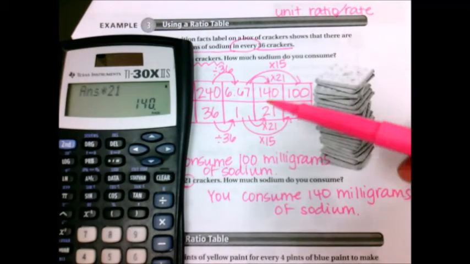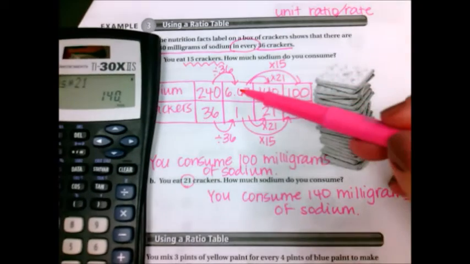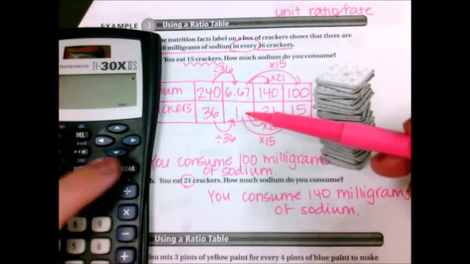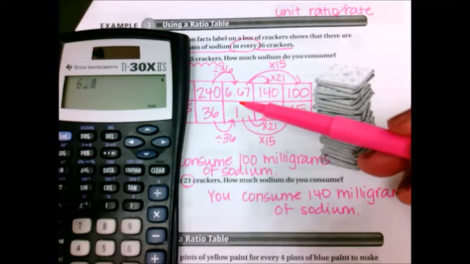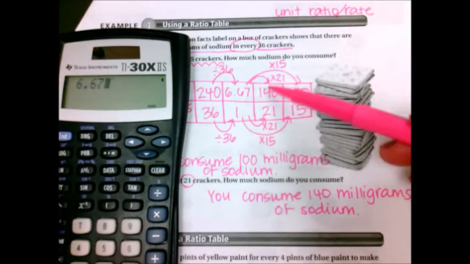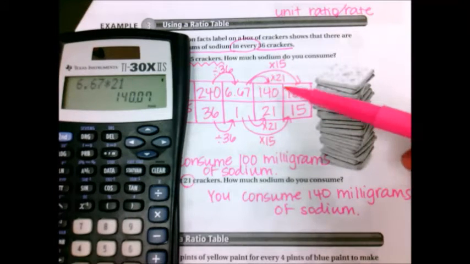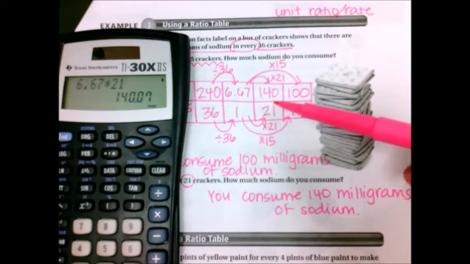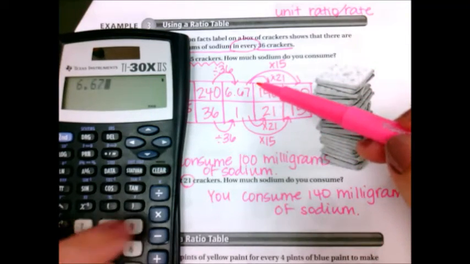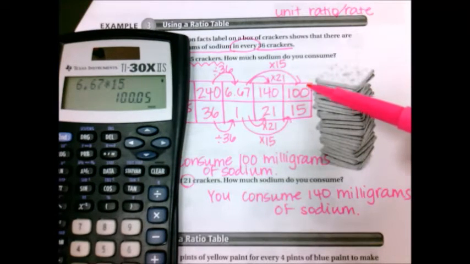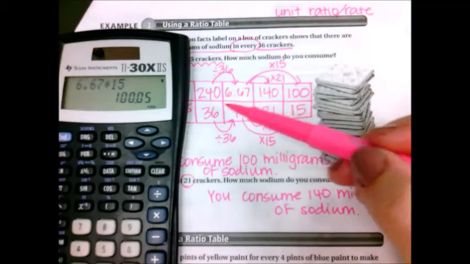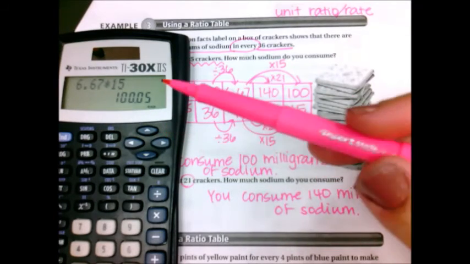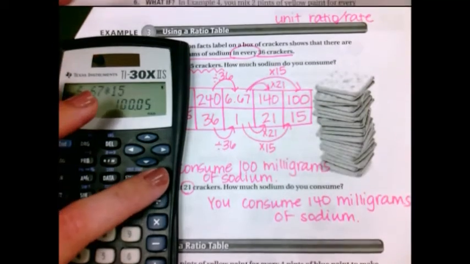Now, I mentioned in part A that if I just use 6.67 instead of using the whole string of sixes, I would get a slightly different answer. So I just want to show that. If I just use 6.67 and do times 21, instead of 140, I would get 140.07, which would be incorrect. And again, if I just use 6.67 and do times 15, instead of getting 100, I would get 100.05. So it's okay to round it to put it into our table, but we want to use the whole number that shows up in our calculator.